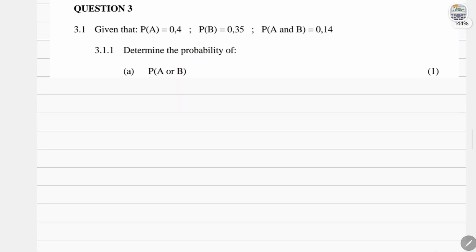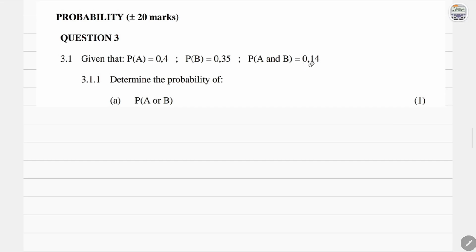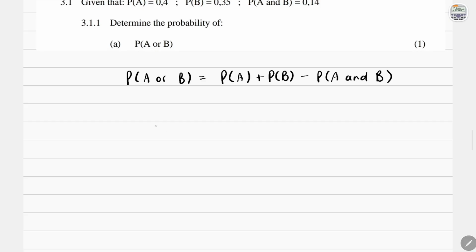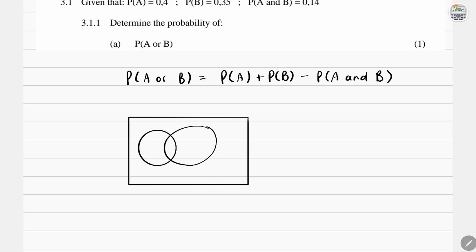Okay, so you see that we have an intersection here, and they want us to find the probability of A or B. So the rule with the probability of A or B, if you have an intersection, is the probability of A plus the probability of B minus the probability of A and B. Okay, because this is a case where we have events that are not mutually exclusive, so there is an intersection. So this is A and this is B. We're taking the entire probability of A, all of that, plus the entire probability of B.